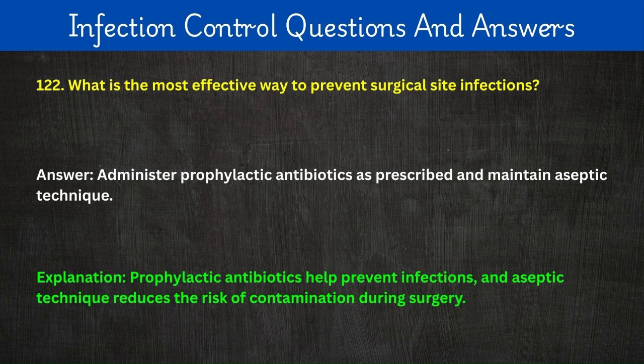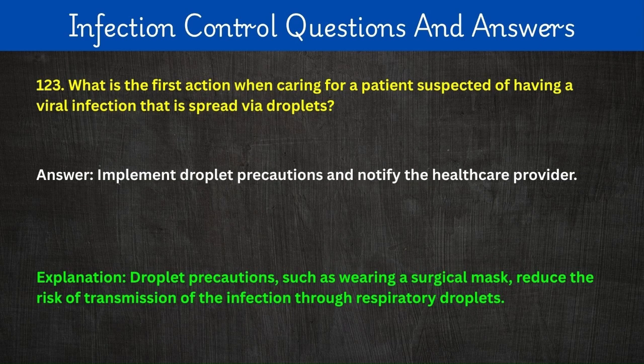Explanation: prophylactic antibiotics help prevent infections, and a septic technique reduces the risk of contamination during surgery. 123. What is the first action when caring for a patient suspected of having a viral infection that is spread via droplets? Answer: implement droplet precautions and notify the healthcare provider. Explanation: droplet precautions, such as wearing a surgical mask, reduce the risk of transmission of the infection through respiratory droplets.